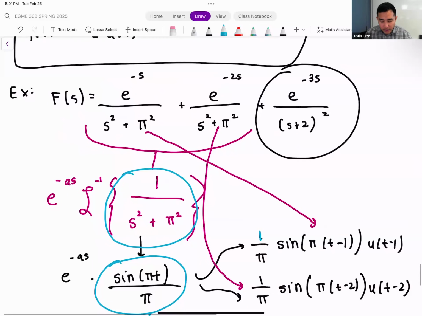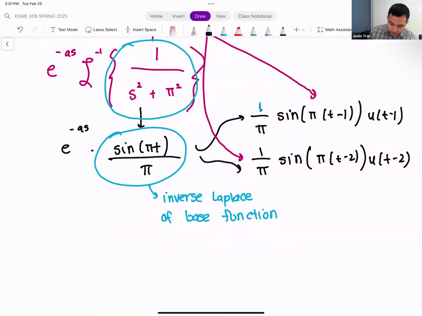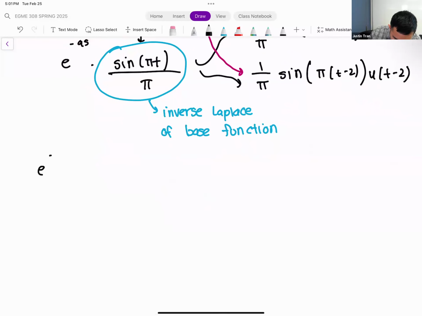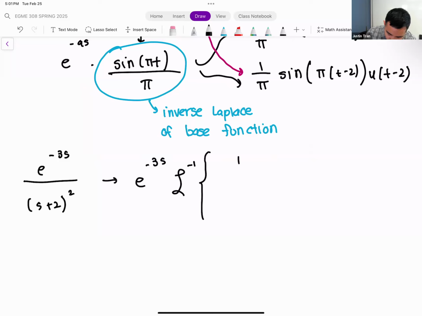So this one has both an S shift and a T shift. That last term there is e to the minus 3s over s plus 2 quantity squared. Okay. So let's employ the same strategy for this one. Let's first take the inverse Laplace of the base function. So we're going to have e to the minus 3s times the inverse Laplace of 1 over s plus 2 quantity squared, because that we can do with just the table.